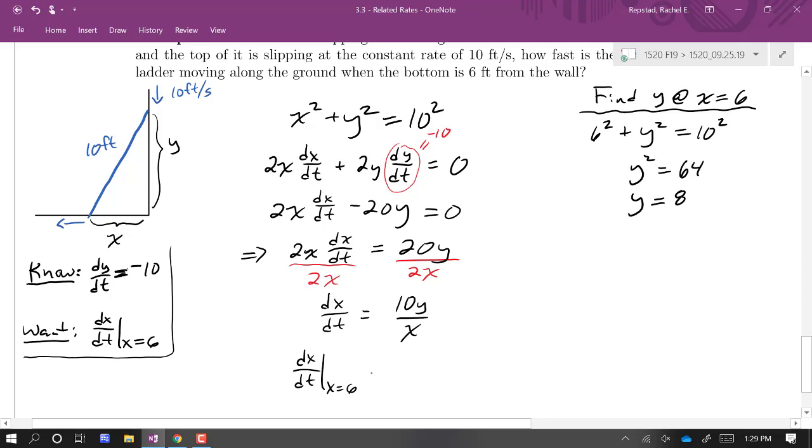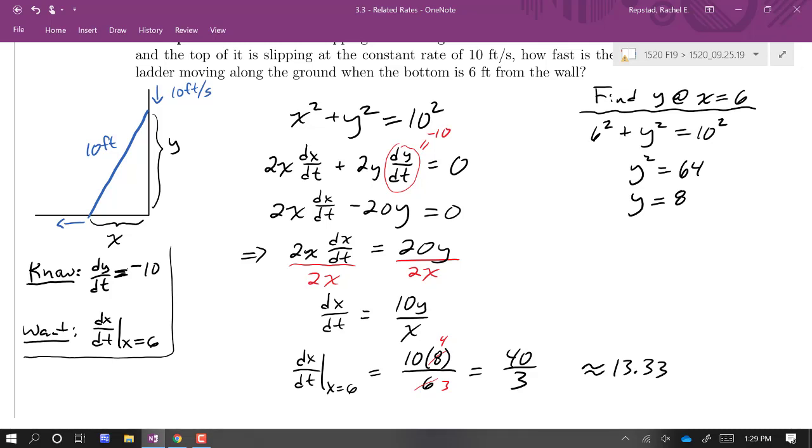So when x is equal to 6, we have 10 times 8 over 6. You could do some reducing, 3, 4, so 40 thirds, which we could also approximate as about 13.33. What are the units? Feet per second.